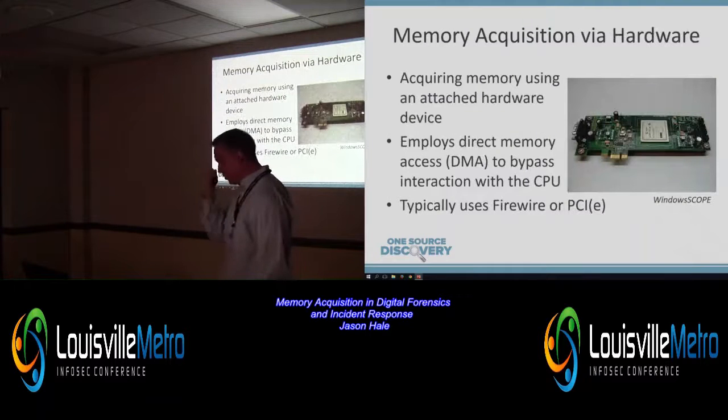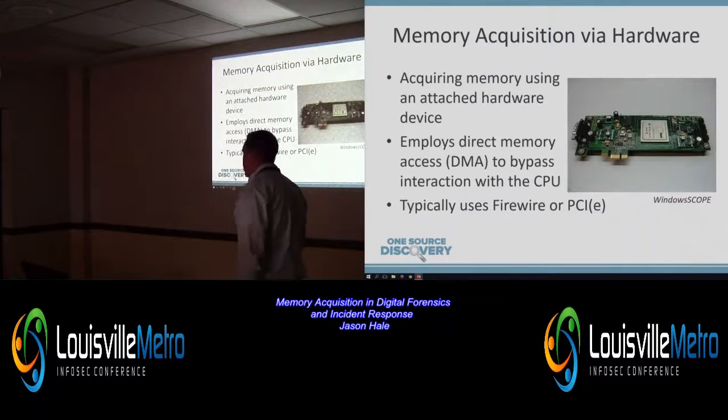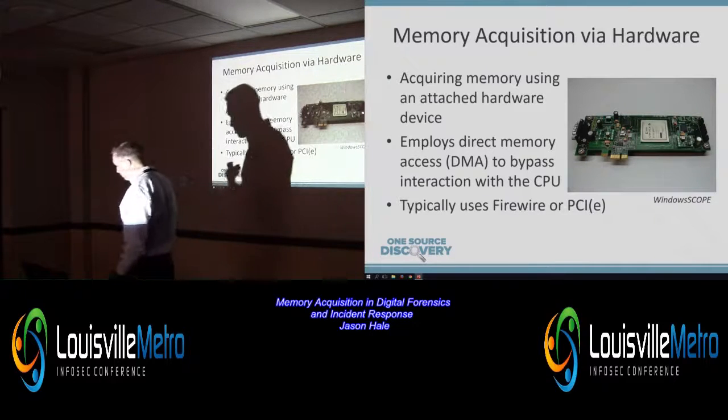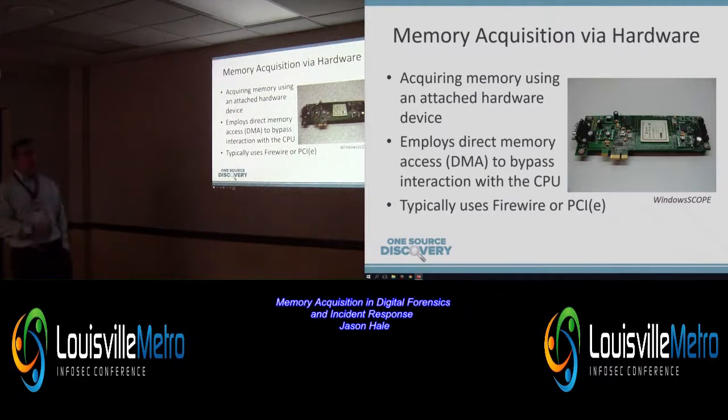So memory acquisition via hardware, as I mentioned, this typically takes place using a PCI Express card or via FireWire. And essentially what these methods are doing is using direct memory access, or DMA, to communicate directly with the memory controller. So you're bypassing the CPU, bypassing the operating system, and dumping the memory directly out via the memory bus.